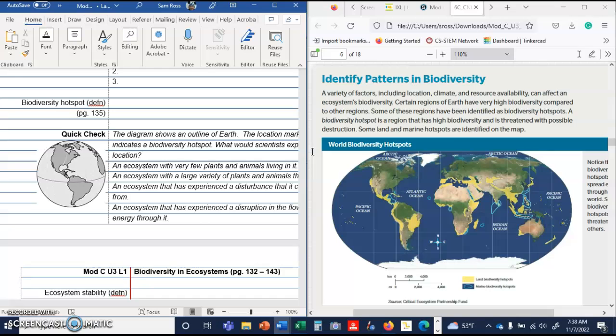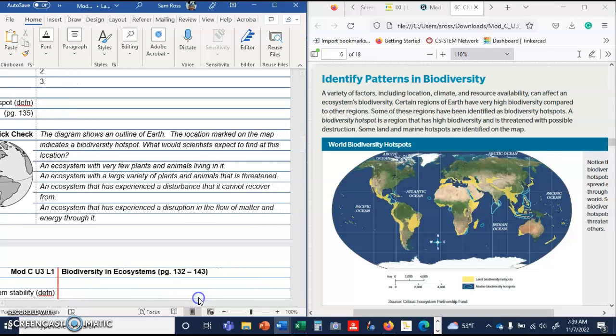Certain regions of the earth have very high biodiversity compared to other regions. A biodiversity hotspot is a region that has high biodiversity and is threatened with possible destruction. So that's what you're going to put for your definition.